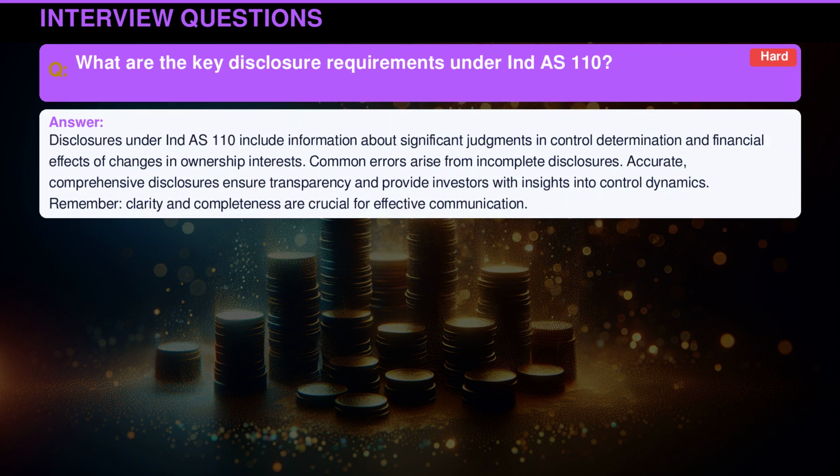Disclosures under Indian Accounting Standard 110 include information about significant judgments in control determination and financial effects of changes in ownership interests. Common errors arise from incomplete disclosures. Accurate, comprehensive disclosures ensure transparency and provide investors with insights into control dynamics. Remember, clarity and completeness are crucial for effective communication.